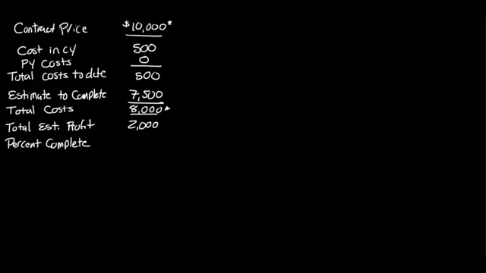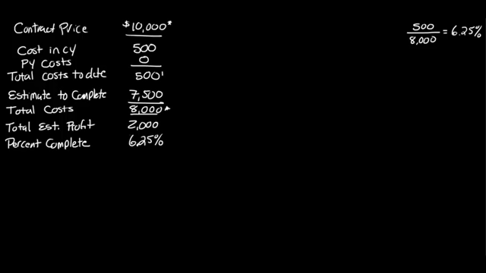The percent complete is, well, how much have we done so far? We've done $500 of the costs in total, right? And we estimate that the total cost to complete this thing is $8,000. So if we've done 500 and we think the total costs are $8,000, then we must be 6.25% complete. So at this point, we're 6.25% complete.